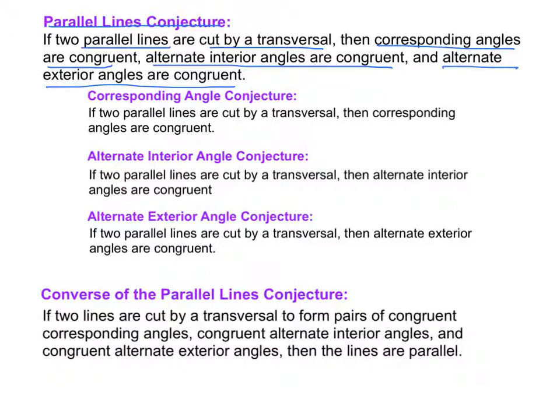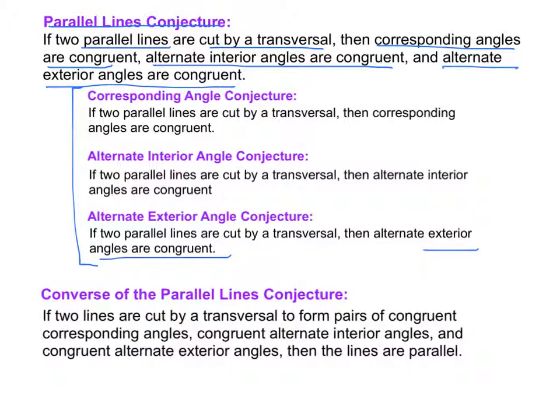And we can actually split this into 3 different parts. The corresponding angle conjecture says that if two parallel lines are cut by a transversal, then corresponding angles are congruent. And then the alternate interior angle conjecture says that if two parallel lines are cut by a transversal, then alternate interior angles are congruent. The next one, alternate exterior angles. If two parallel lines are cut by a transversal, then alternate exterior angles are congruent.